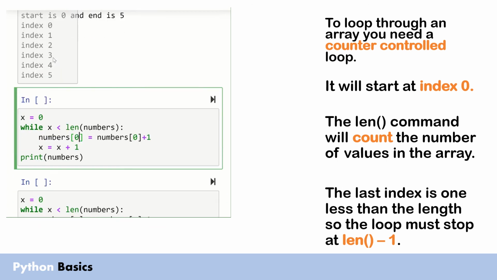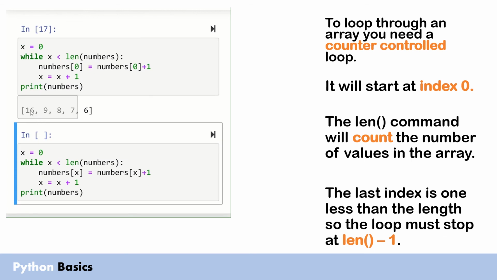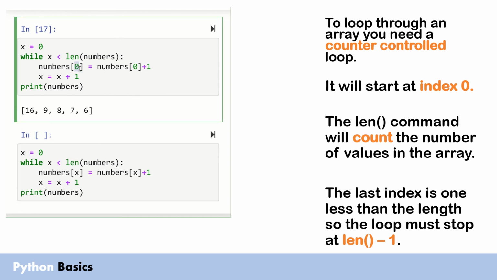So if I run this code, you'll notice that the first index suddenly becomes 16 and all the other indexes are unchanged. The reason for that is because this index is always the same. Okay, so every time this loop runs, it always uses index 0, which is obviously not correct. This is not what we want to do.